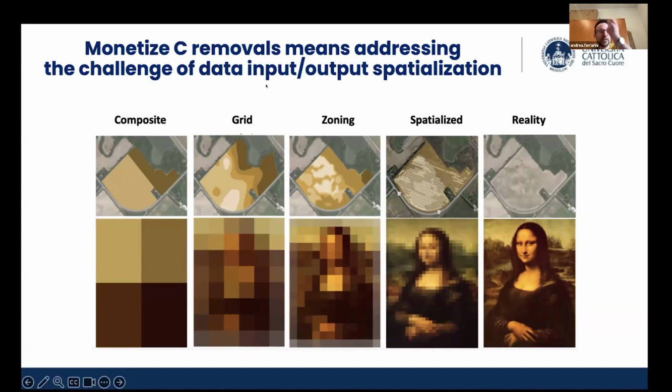So that's why it's very important to work both on data input and spatialization, but also on error propagation, because of course, as soon as we add different data inputs in our model, we can also enter and propagate higher errors.